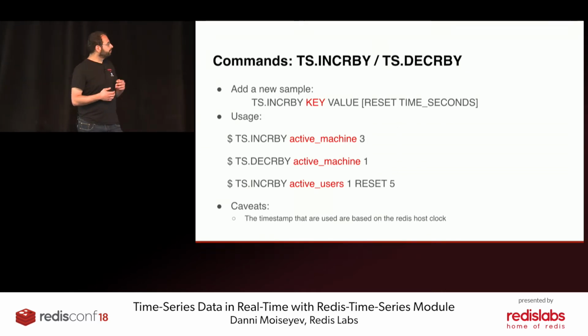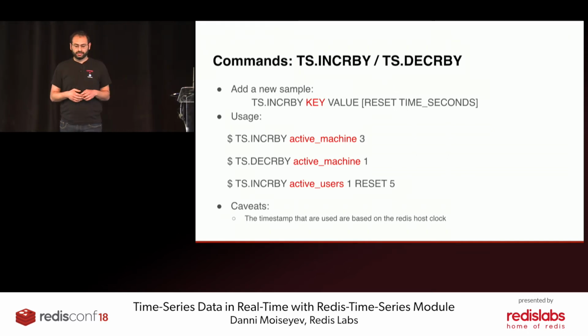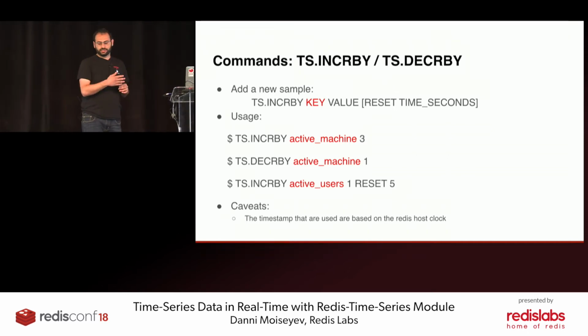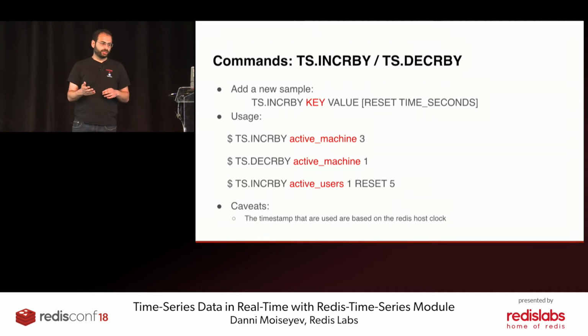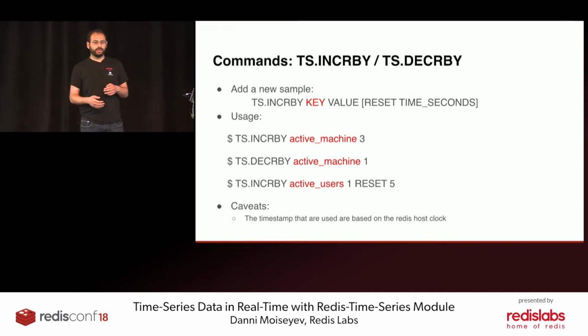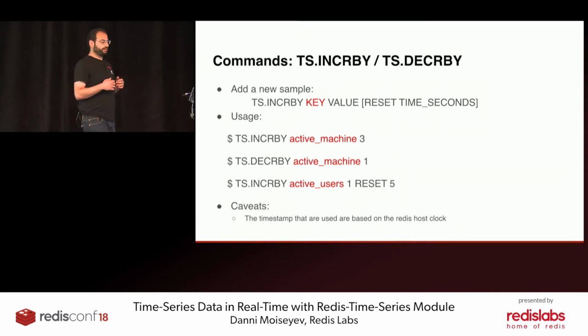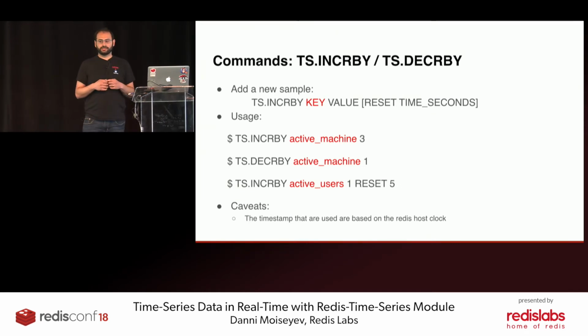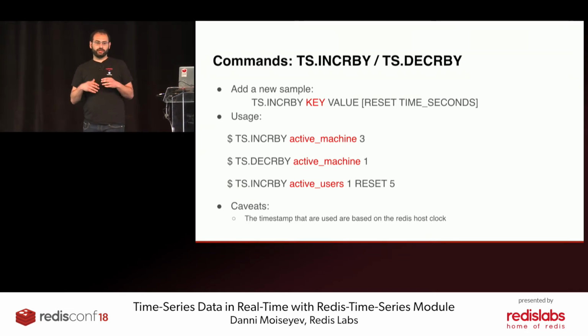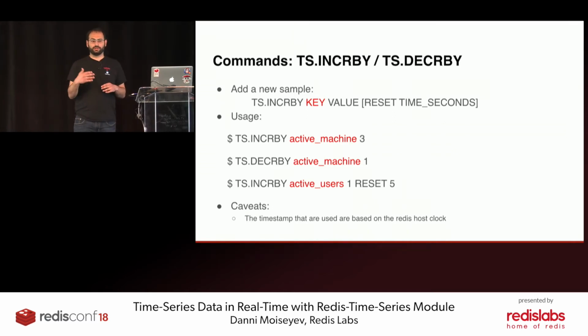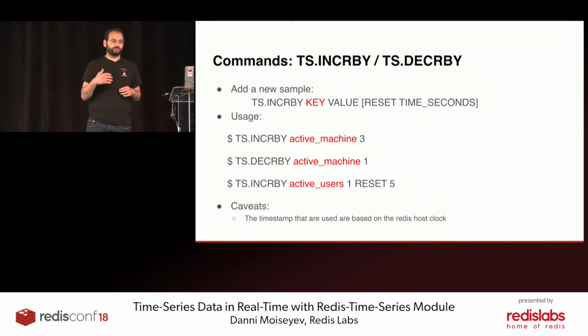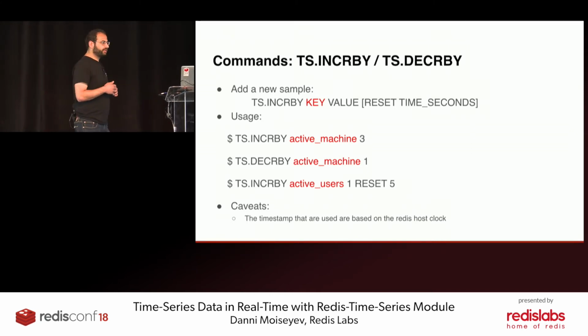So in those two examples, we can see we're counting the active machines. The first example will add 3 machines to the active machines counter, and then we're going to DECRBY that counter by 1. So the current counter is actually 2, but if you do a range query on the active machine key, you're going to see that it started as 3, and then it was decreased by 1, and the current status is 2. So you can do that as many times as you want, and the timestamp that will be used for that key will be the Redis clock.